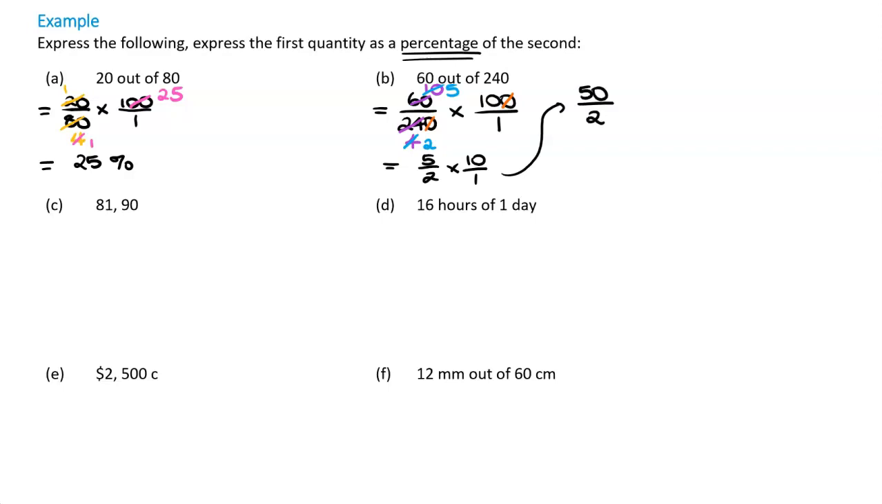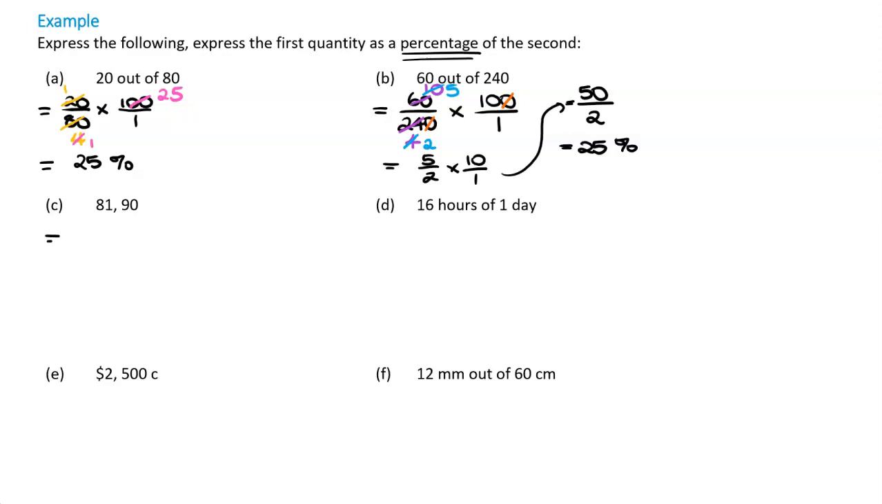Oh, now we can actually just halve that. That's what dividing by 2 means. So half of 50 is 25. And we need to write percent. Very nice. And that makes sense. If we look at 60 and 240, if I did 60 times 4, that gives me 240. So it makes sense that 60 is 25% or a quarter of 240.